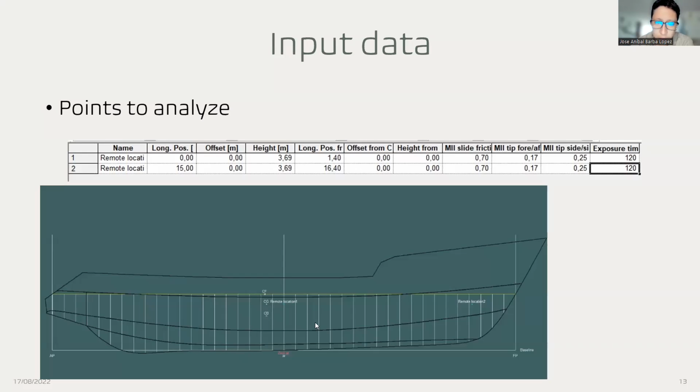Finally, we analyze 2 points located at the heading vertical center of gravity, but the first is in the mid section and the final one is in the bow section. Next.